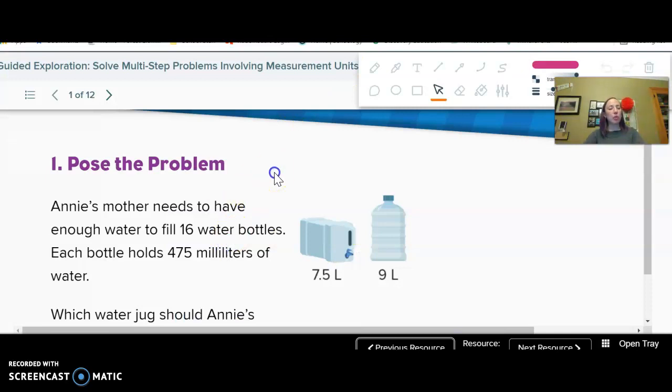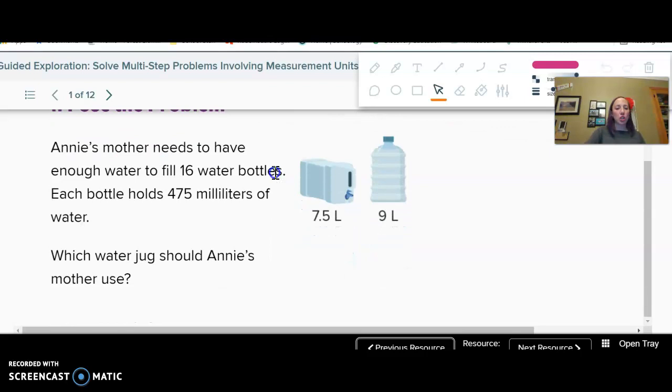So the problem we'll do as an example says Annie's mother needs to have enough water to fill 16 water bottles. So like a bottle of water. Each bottle holds 475 milliliters of water. Which water jug should Annie's mother use? So essentially is 7.5 liters or is 9 liters the right amount if she needs 16 water bottles that each have 475 milliliters of water?